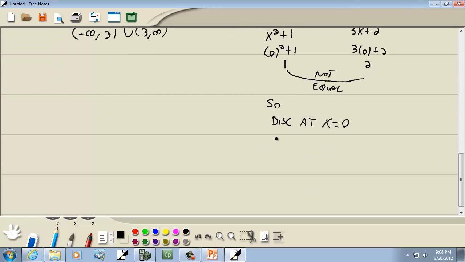Now, if I want to write where it's continuous, you could very quick and dirty write x cannot equal 0. Or interval notation would be negative infinity to 0, union 0 to positive infinity.